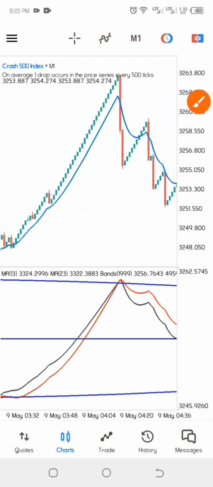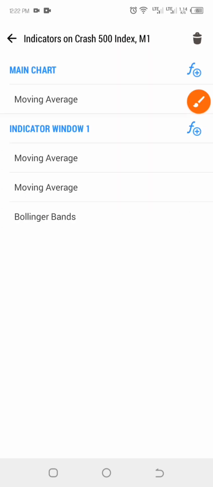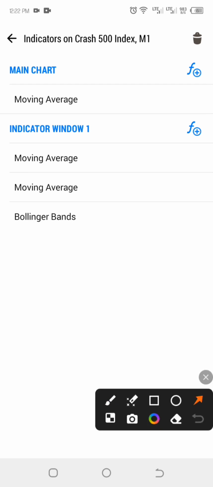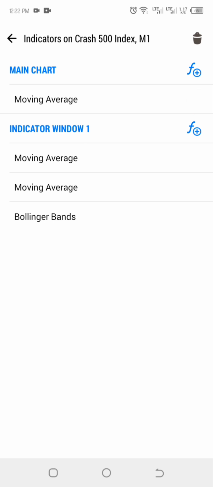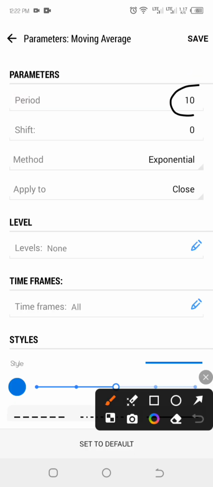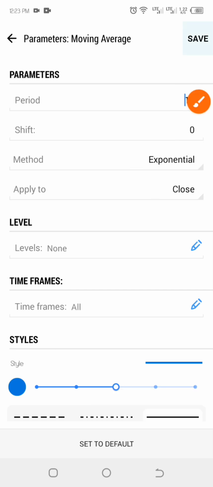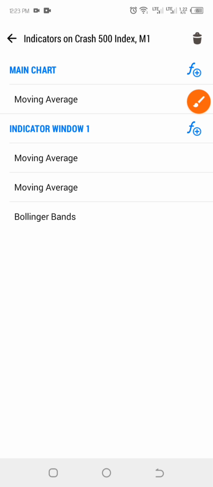Now for the settings of this strategy, first go to this icon you are seeing at the top. When you click on this icon, the first indicator we are going to add is the moving average. Click on this F plus, scroll down, search for moving average, and click on it. The period is 10, shift is 0, method is exponential, apply to close. For the style, use a color of your choice and click on save. Once you do that, you will have your moving average in your chart.